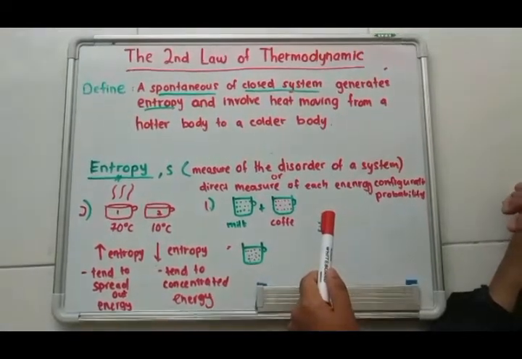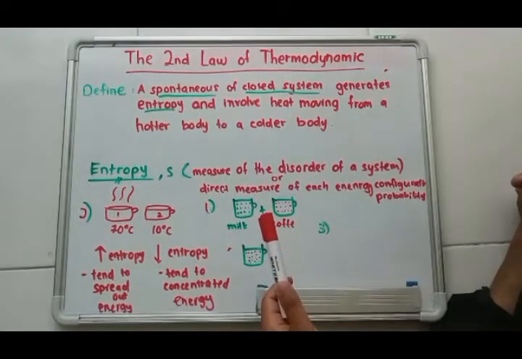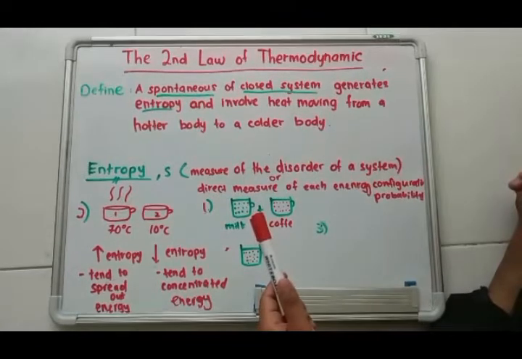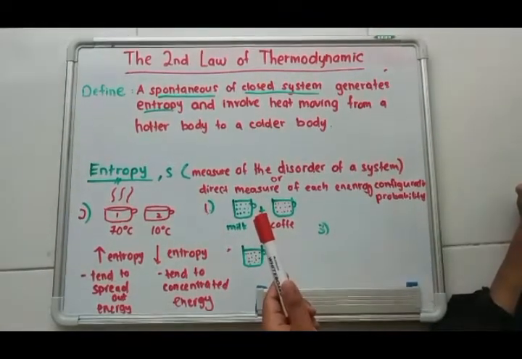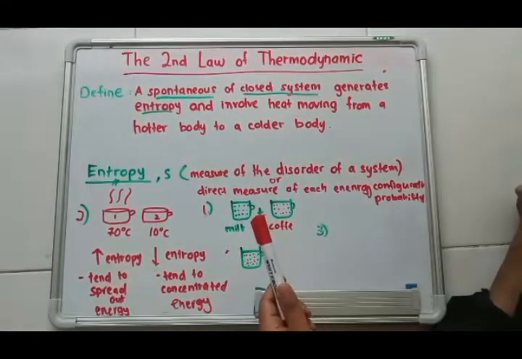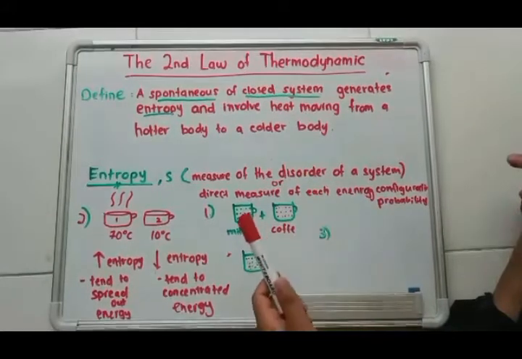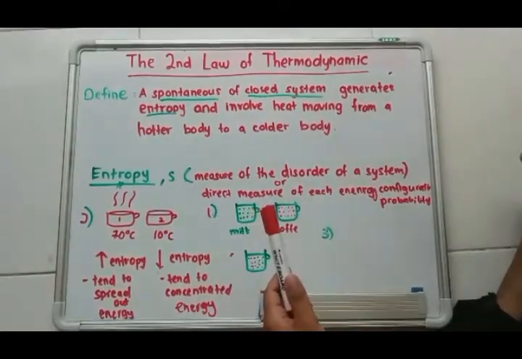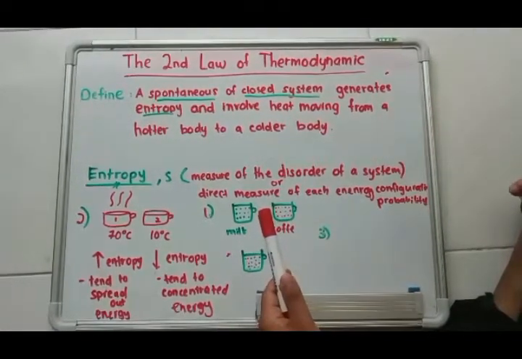The first one, the spontaneous. So what is the spontaneous? Actually, the spontaneous is the process that is not driven by outside heat, the process that is not driven by an outside force. Next, the closed system. The closed system means the system does not allow any movement of mass and energy.